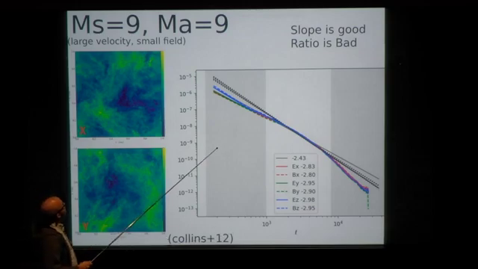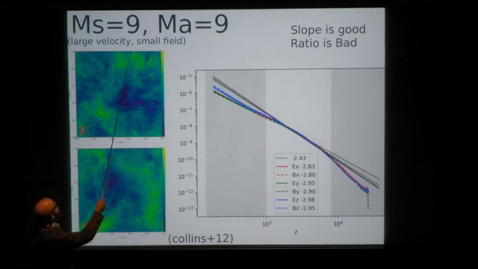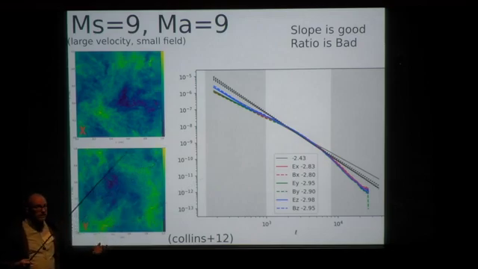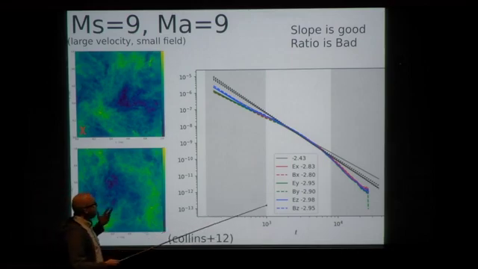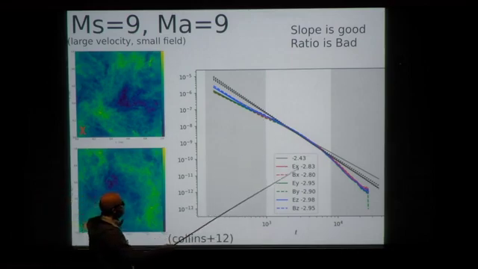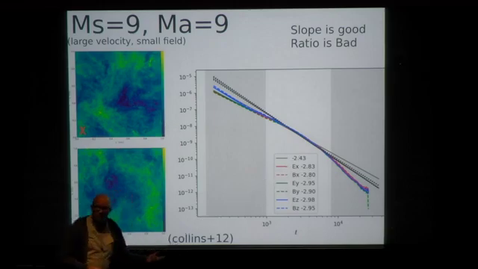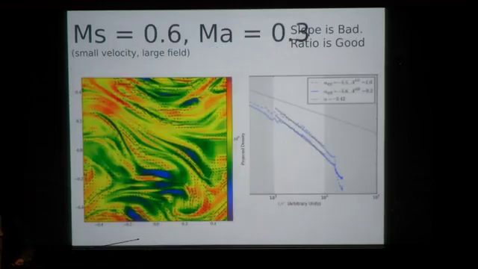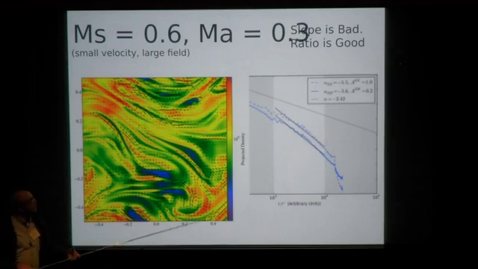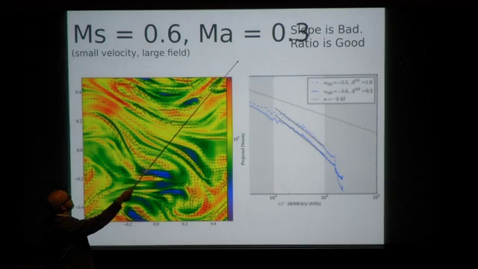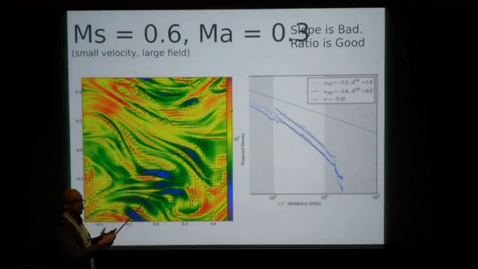So this is a simulation that almost works. This is a 512 cubed box with a sonic Mach number of 9 and an Alfvén Mach number of 9. This is the same data that I've used with Blakesley to do star formation before we turn gravity on. And with this, we find slopes in E and B that are maybe a little steep, but not too bad. But the ratio of E to B is unity. So, well, let's try a stronger field. So if we have a sonic Mach number of 0.6 and an Alfvén Mach number of 0.3, why did I pick those? Because this is fast to run.